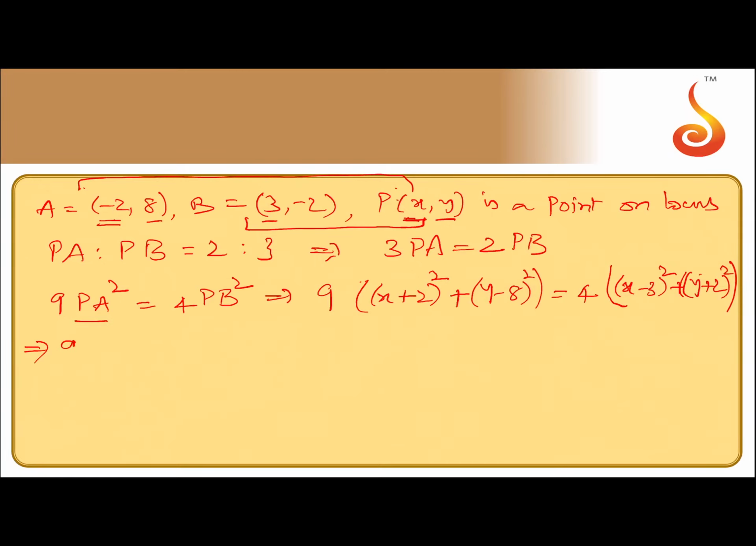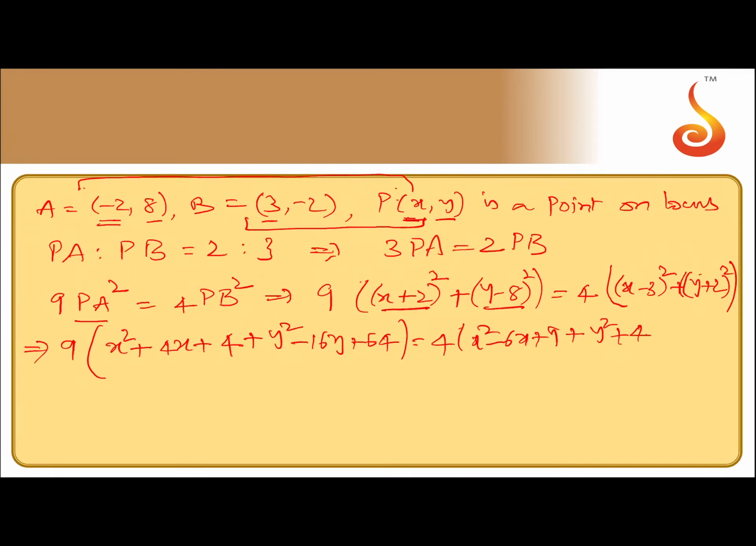On simplifying, expanding this, you will get 9 times (a square plus 2ab plus b square) equals 4 times (a square minus 2ab plus b square). On simplifying, you get 9x square minus 4x square, which is 5x square. Let us see the y square terms. Left hand side 9y square, right hand side 4y square, remains 5y square.